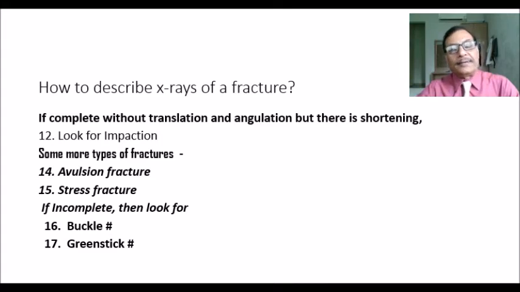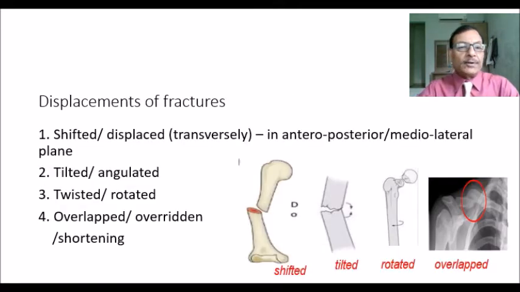Some other types of fractures that can be looked for in certain cases are avulsion fracture and stress fracture. And in incomplete types of fractures, we have to look for the buckle fracture or greenstick fracture. We'll come to that one by one and describe each of them, how to look and how to describe. So displacement of the fractures usually can be of these types.